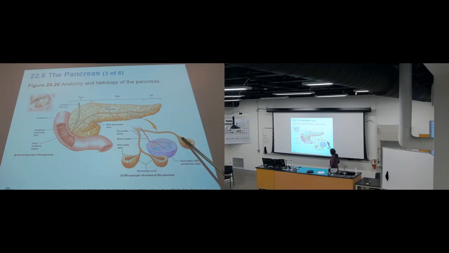Now, 99% of the tissue of the pancreas is exocrine, while the other 1% is endocrine and is made by the pancreatic islets, or islets of Langerhans, in which we have alpha cells, beta cells, and delta cells that secrete different hormones. Alpha cells secrete glucagon, which increases blood glucose levels when someone is fasting.